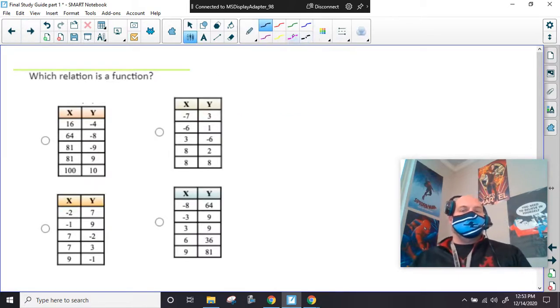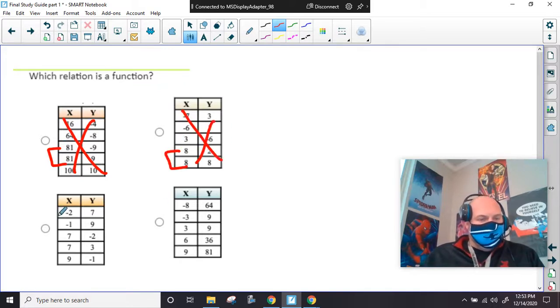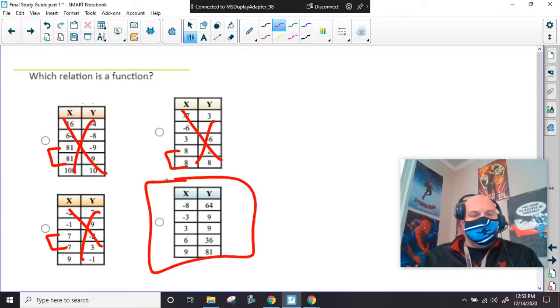All right, this looks a little bit different than what it did on y'all's, because remember it shuffles. So if it's a relation, none of the x values repeat. These repeat, so this is a no. These repeat, so this is a no. These repeat, so this is a no, and these don't. Okay. This is very similar to the study guide used for Algebra 2.